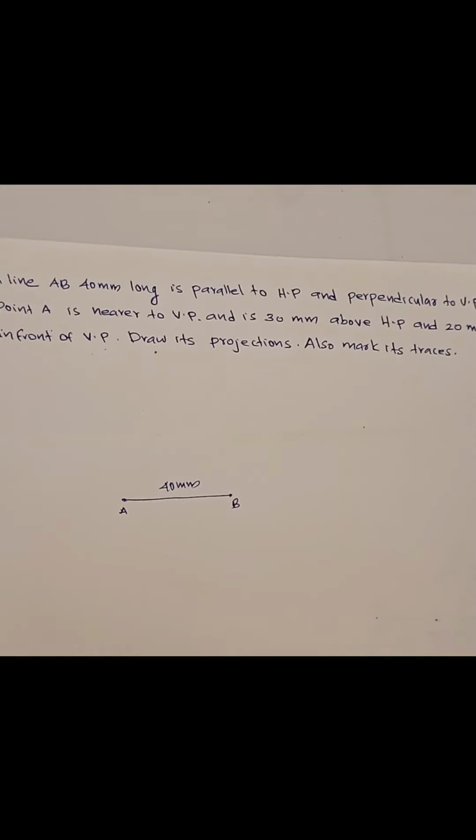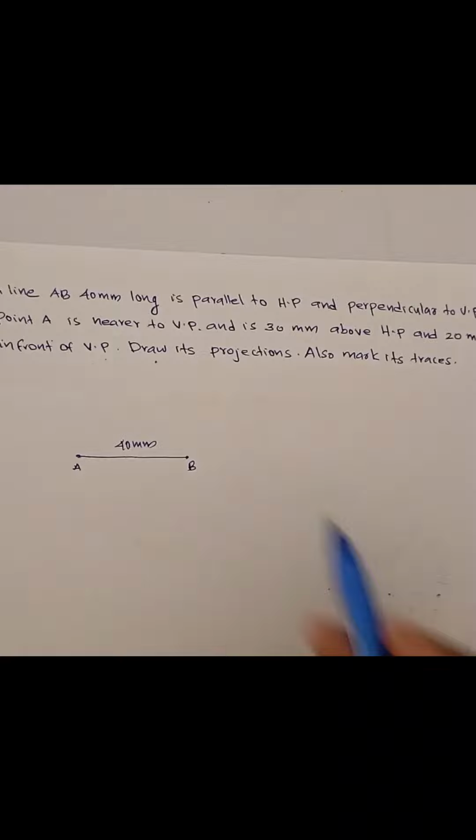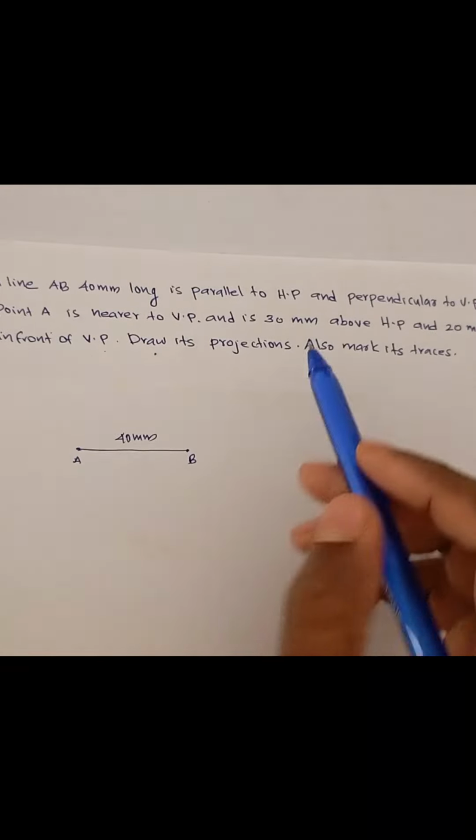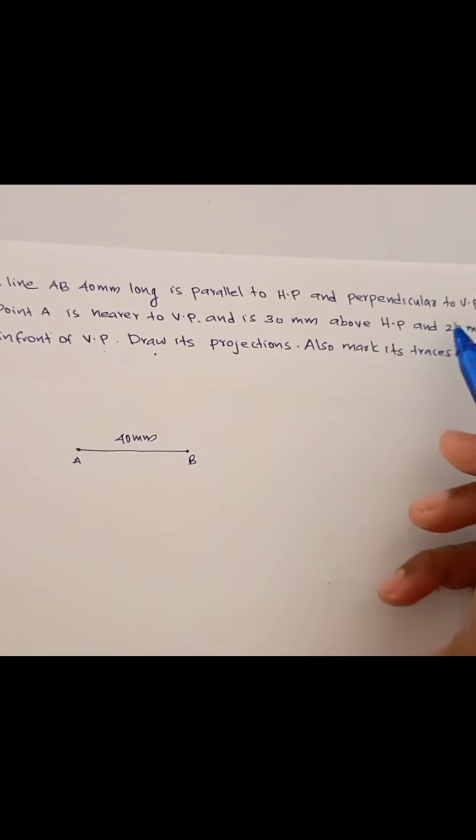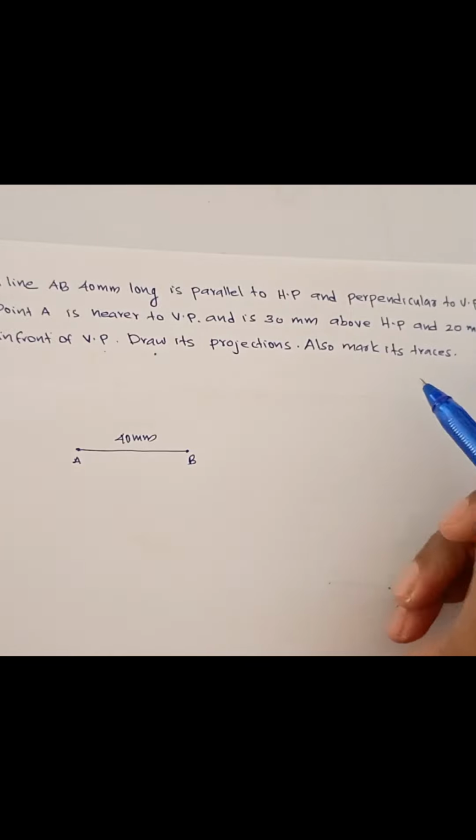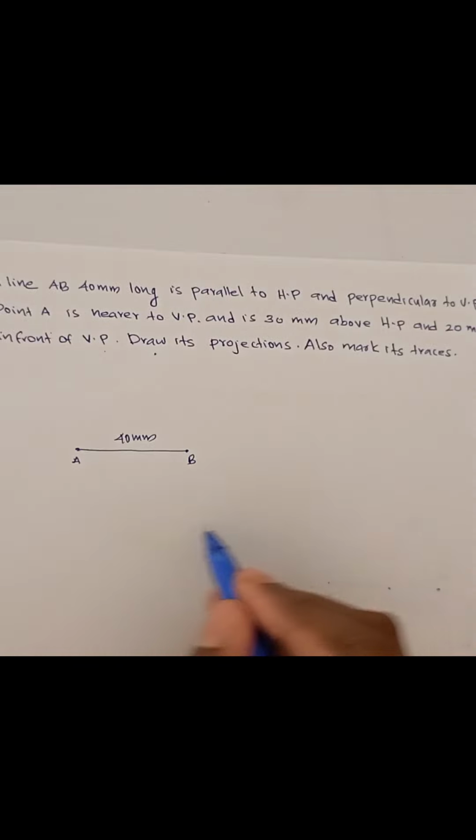In engineering graphics or engineering drawing, the space is divided into 4 quadrants. You already know that, and you have to understand what HP and VP are. It says the line is parallel to HP and perpendicular to VP, which describes its position.